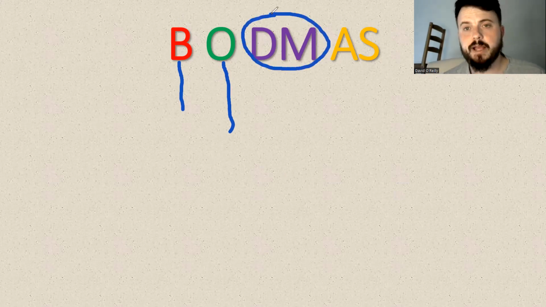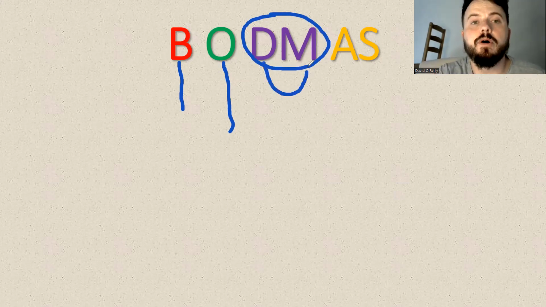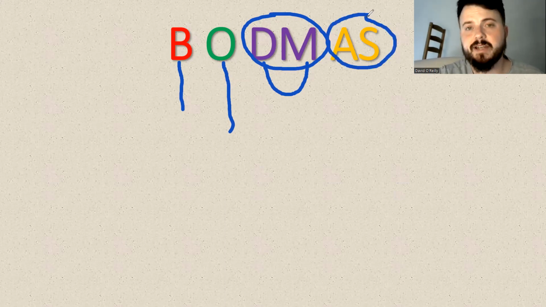Once we've done the brackets and orders, we then move on to D and M at the same time, okay? Now, they have the same value, which means we don't necessarily do divide before multiply. We do whichever comes first. So if a division comes first, we do that. If the multiplication comes first, we do that, okay? And then after that, we do our addition and subtraction, okay? And once again, they have the same value. So we don't necessarily do the addition before the subtraction. We do whichever comes first out of those two. So if subtraction comes first, we do that. If addition comes first, we do that.